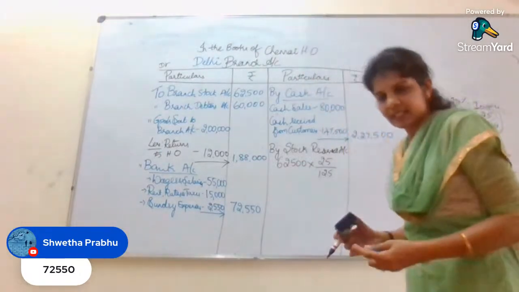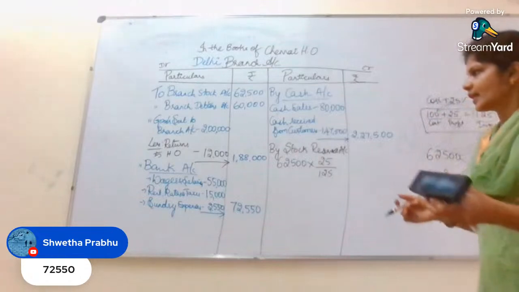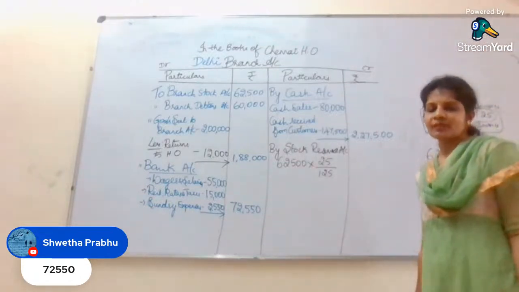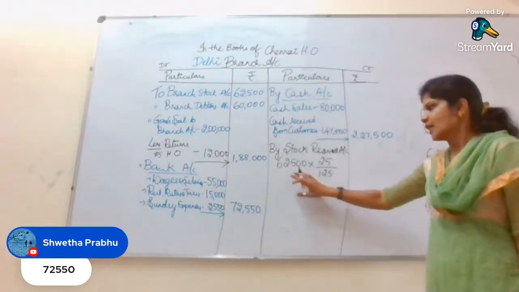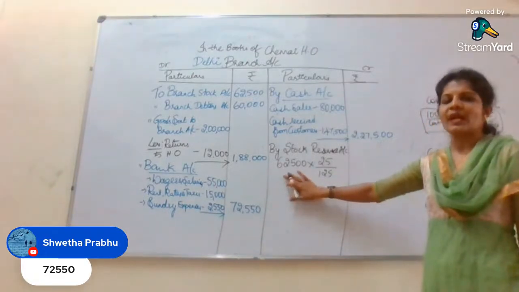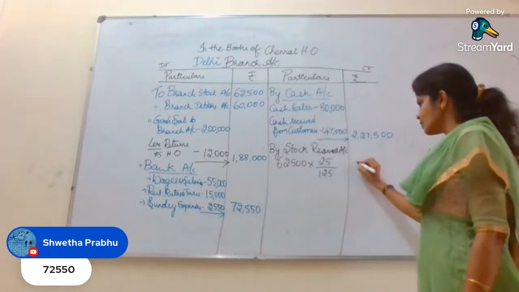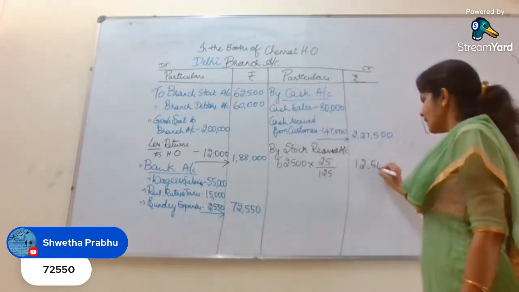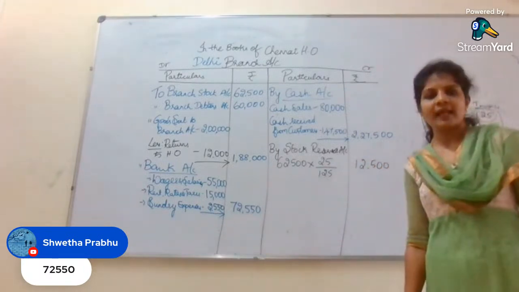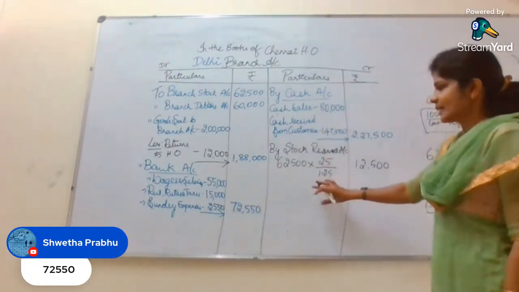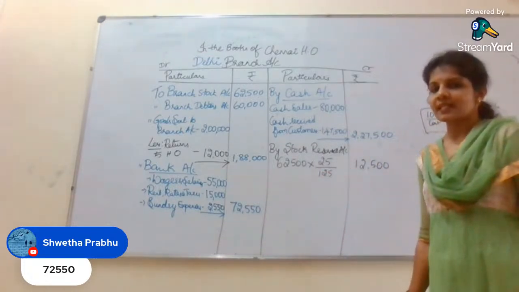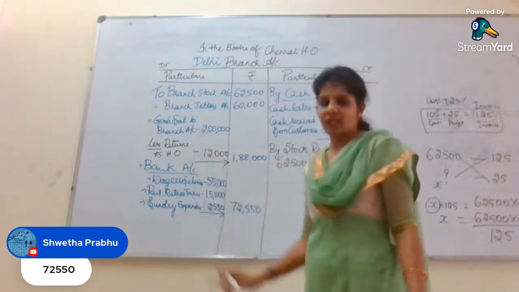12,500 is the profit. Correct. 50,000 is the cost and 12,500 is the profit. We need what? 62,500 is for 125%, so what is the profit? Profit is 12,500, as you only calculated and said. Next, for which one do we have to adjust again? For goods sent to branch account.